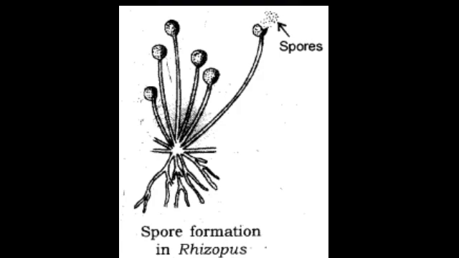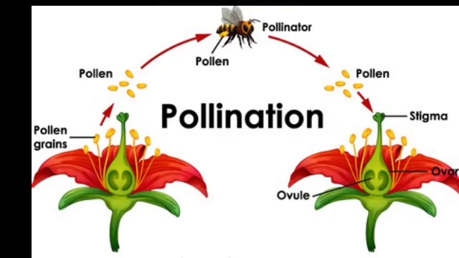Pollen grains have a tough protective coat which prevents them from drying up. Since pollen grains are light, they can be carried by wind or water. Insects visit flowers and carry away pollen on their bodies. Some of the pollen lands on the stigma of a flower of the same kind. The transfer of pollen from the anther to the stigma of a flower is called pollination.